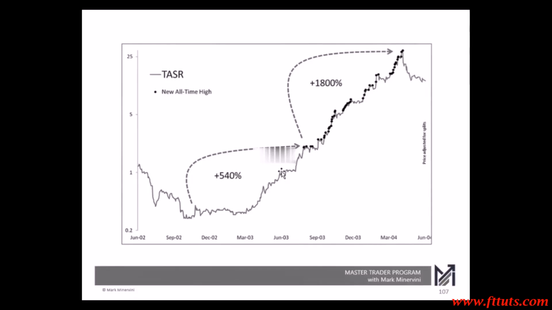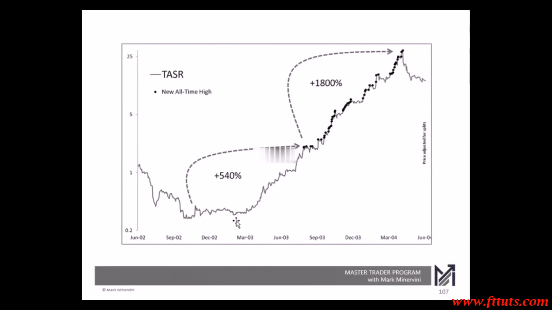So think about this. If a stock was to decline 50% and then you bought the exact low, you were clairvoyant enough to get the exact low, and then the stock went back up and you were going to sell it when it hit an all-time high, the maximum that you would make would be 100%. That's it. It goes up 100%, cuts in half.